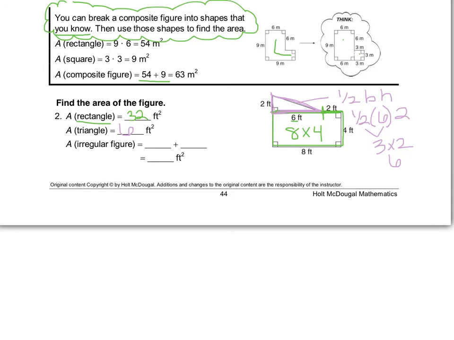To find the area of the entire composite figure, or irregular figure, I just add up my two shapes. So the area of my figure is 38 feet squared.